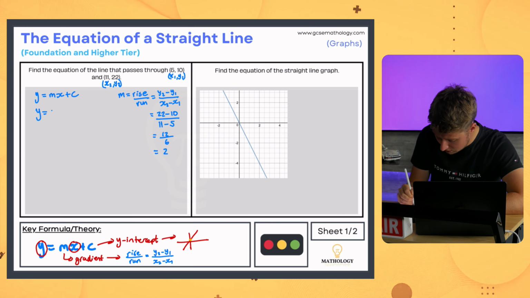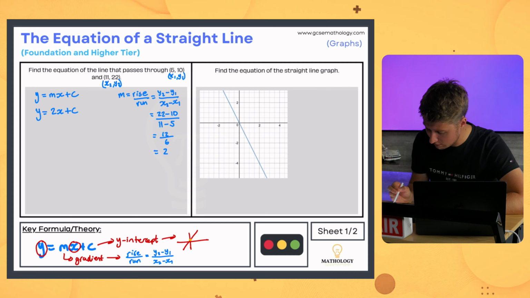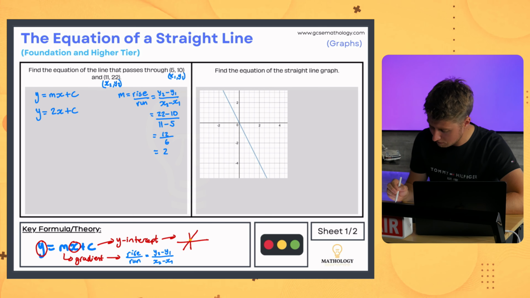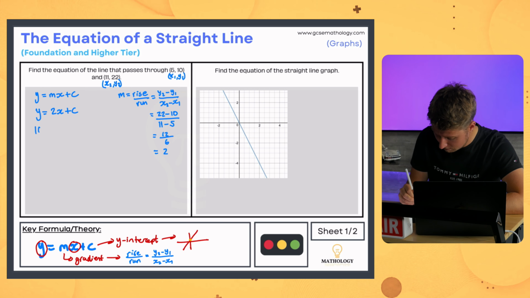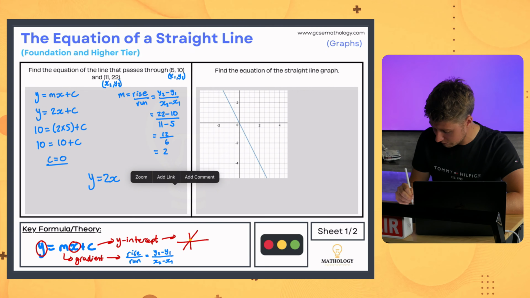So our m value is 2, so 2x plus c. To get c, we pick either the first coordinate or the second coordinate, put in the points for x and y, and solve the equation for c. Say I pick the first coordinate: the y coordinate is 10, and this is equal to 2 times 5 plus c. So 10 is equal to 10 plus c, therefore c is equal to 0 in this question. So the equation of the straight line is y equals 2x. This is our final answer for question 1.